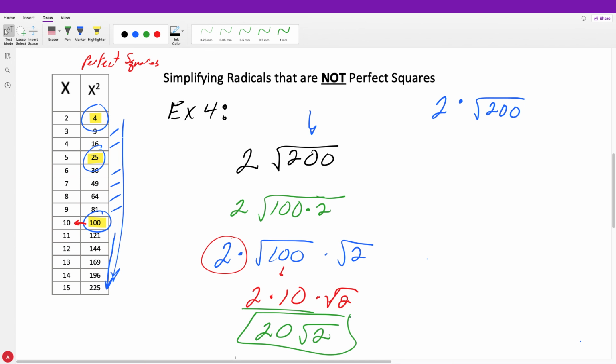So anytime that there's a number out front that's being multiplied, when you reduce or simplify your radical, you must multiply the number that was already there with your simplified radical as well. So 2 times the square root of 200 is equal to 20 times the square root of 2. All right, that is it for this video.